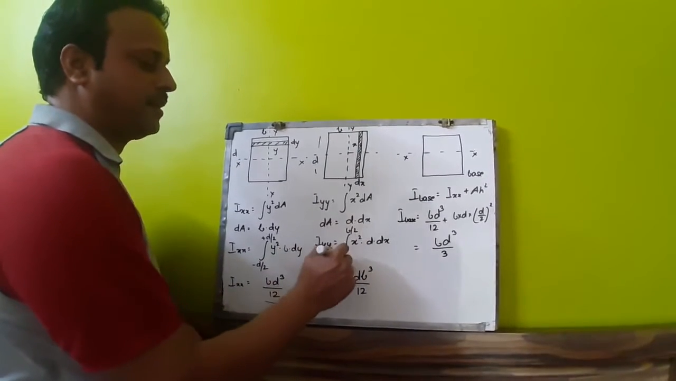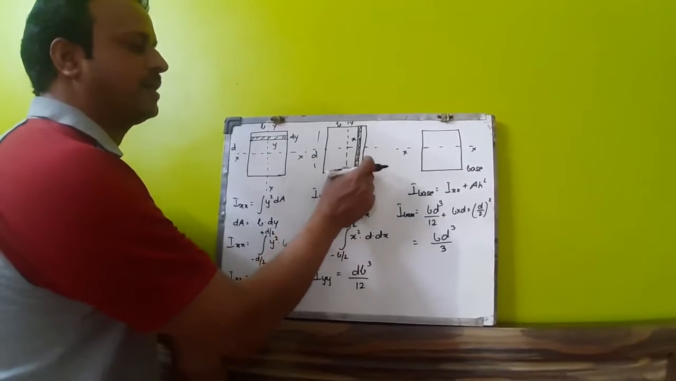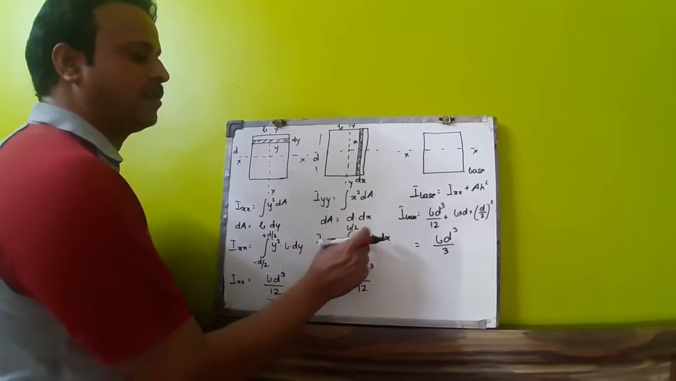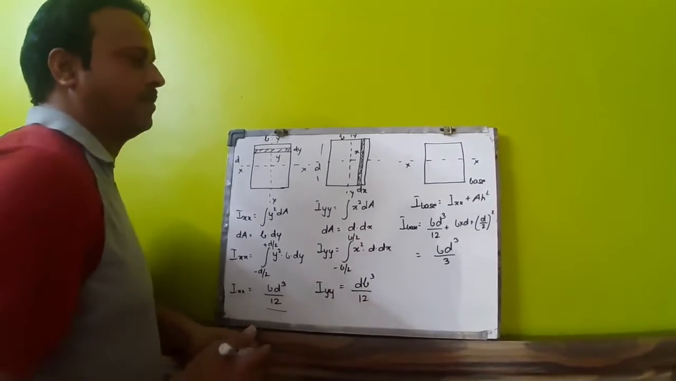So Iyy becomes integral, the element starts from minus b by 2 and finishes at plus b by 2. So it starts from minus b by 2 to plus b by 2, x square d into dx. You find out Iyy is equal to db cube by 12.